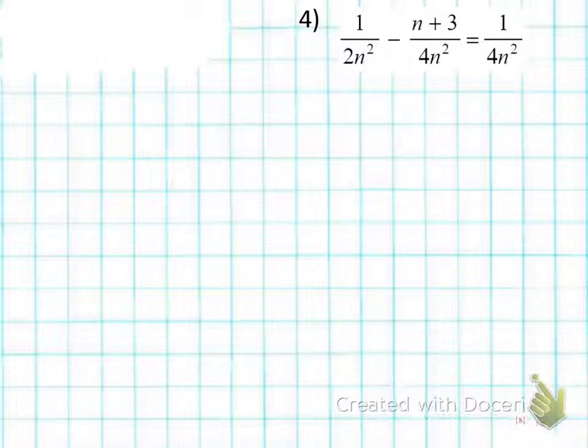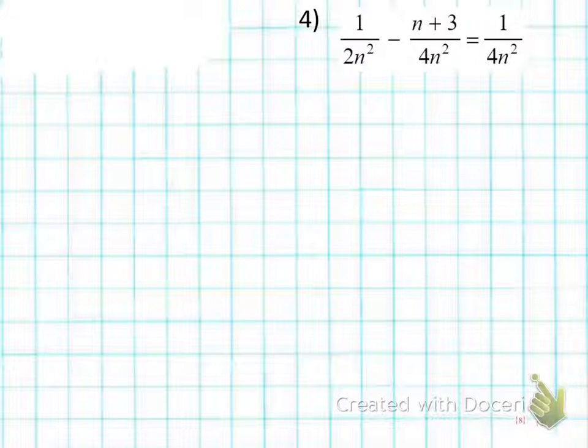I'll start this one off, and then you'll finish it up. Write this down, please. Okay, so we got 1 over 2n squared minus n plus 3 over 4n squared is equal to 1 over 4n squared. So, turn it over, tell them, do we have a fraction equal to a fraction? Yes or no? No, we don't. We have two fractions equal to a fraction, right? So, what's the common denominator I could have of the first set of fractions? You see how there's two fractions equal to another fraction? Okay, what's the common denominator here?